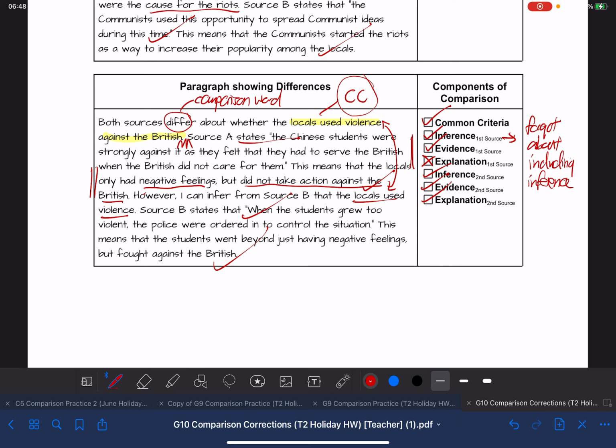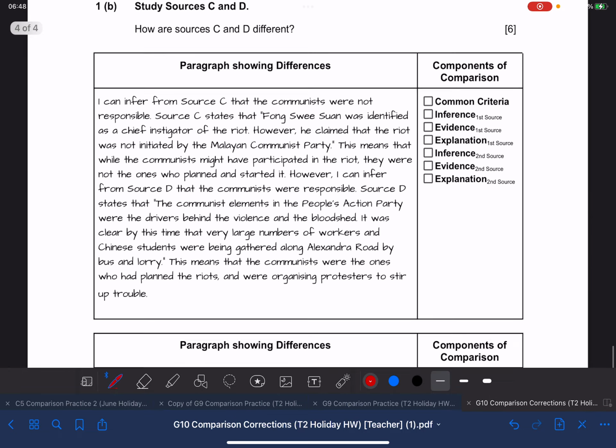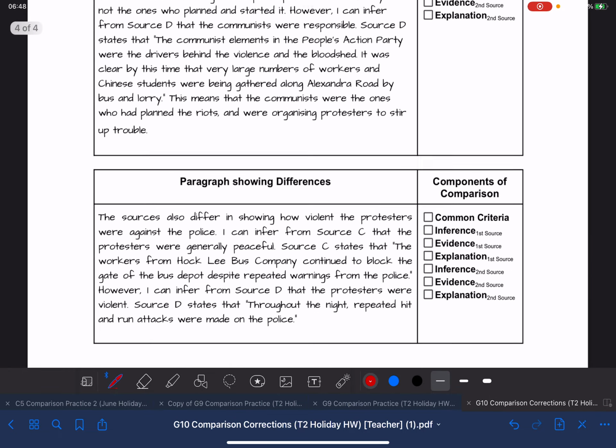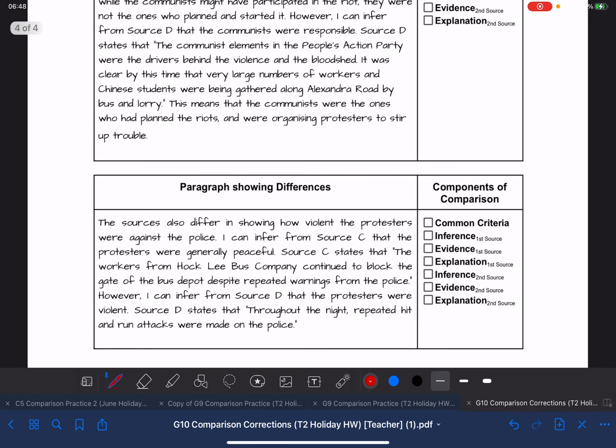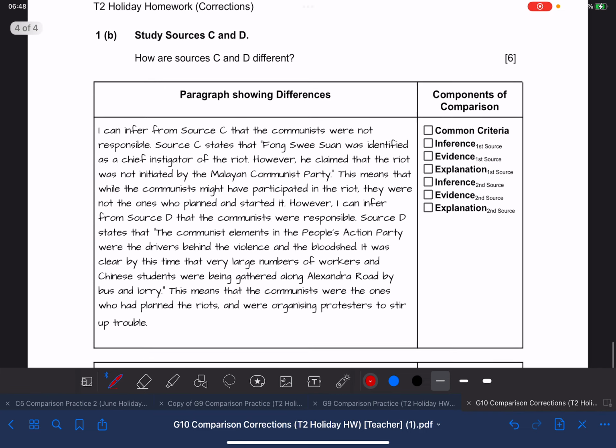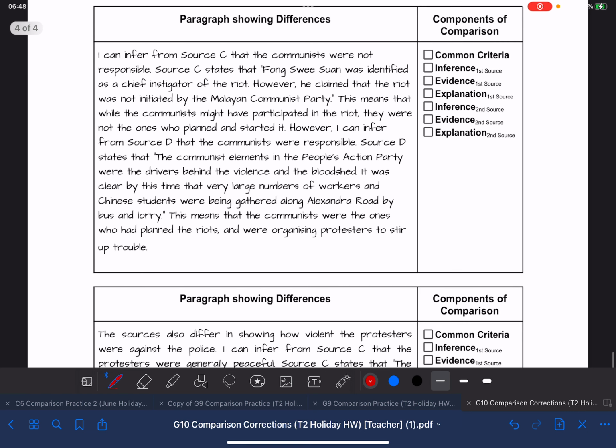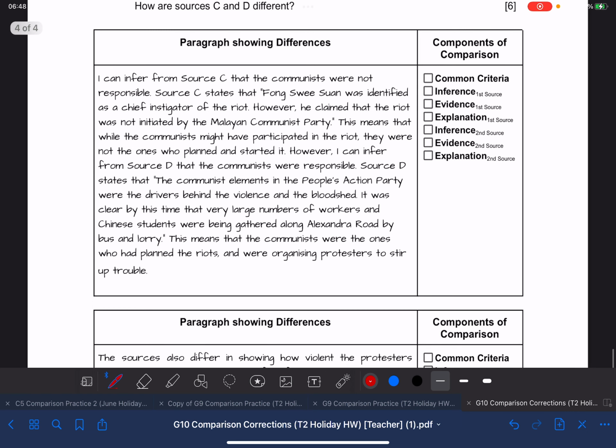Okay, so now let's move on to the next question, 1b, which is on how are sources C and D different. Okay, here, similarly, I would like you guys to pause the video and then, please pause this video, go and mark these two examples. Okay, mark these two examples and then come back to the video once we're done.